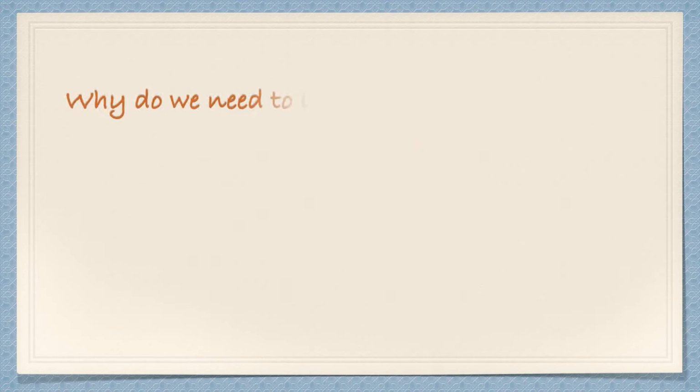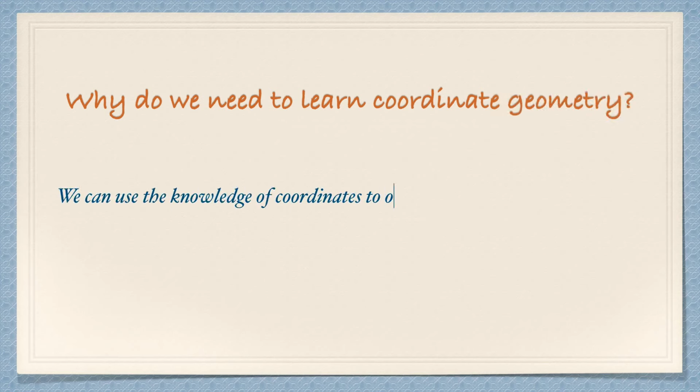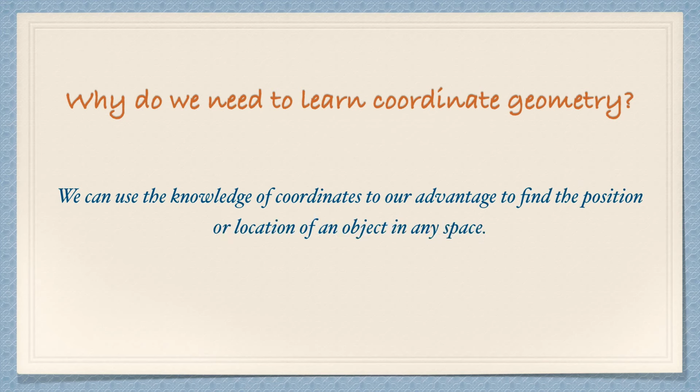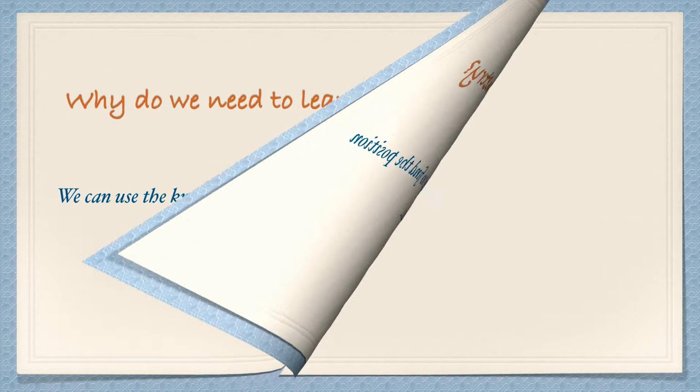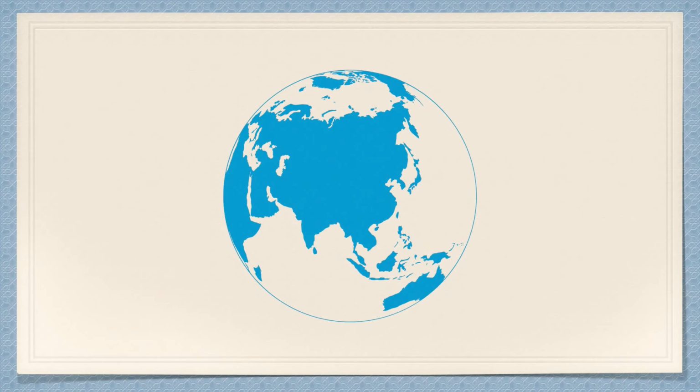Now let's come to our second question. Why do we need to learn coordinate geometry? We use the knowledge of coordinates to our advantage to find the position or location of an object in any space. Let's have a look at this example. We know that there are several satellites revolving around our planet. Let's take the example of this revolving satellite, and we now try to determine the position of this satellite when it reaches this point.